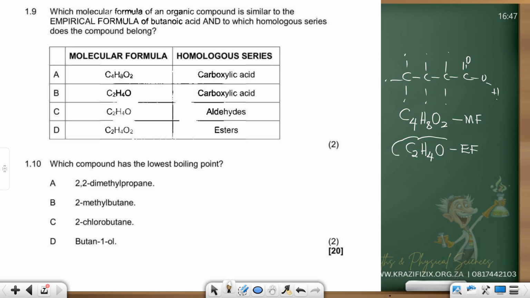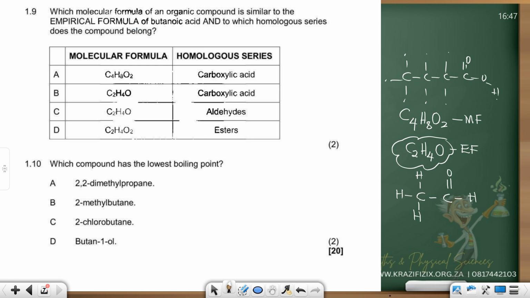All right, beautiful. So that's the empirical formula. Which compound is this? If I were to draw this, it's either an ester, an aldehyde or a ketone. If I draw a ketone? What a lovely question. Do you see that?